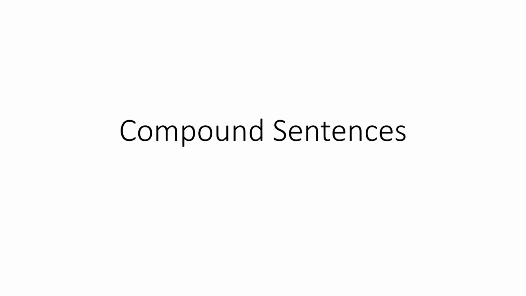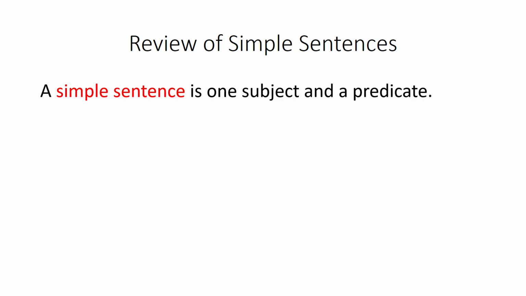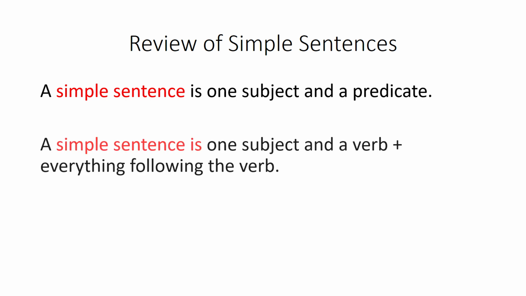Compound sentences. Before we learn what compound sentences are, we must review simple sentences. The definition of a simple sentence is one subject and a predicate. Or, think about it this way: one subject and a verb plus everything following the verb.